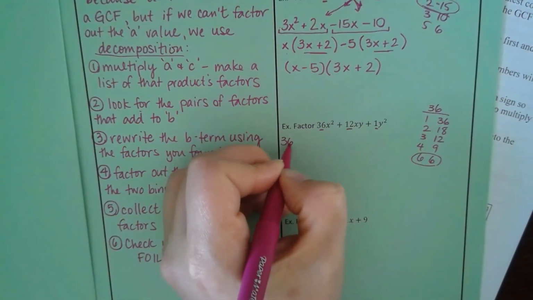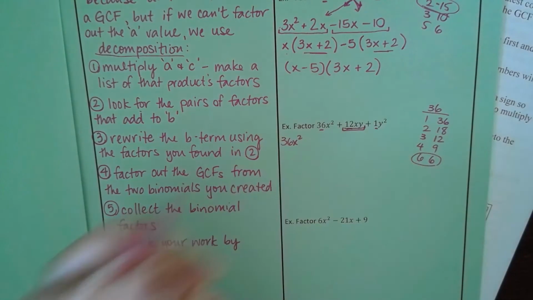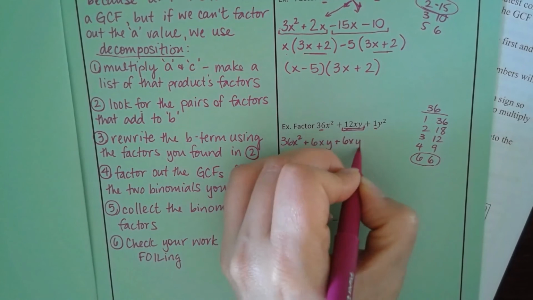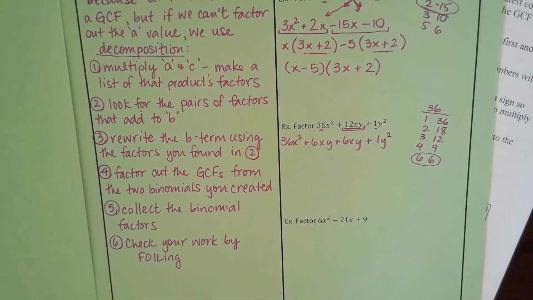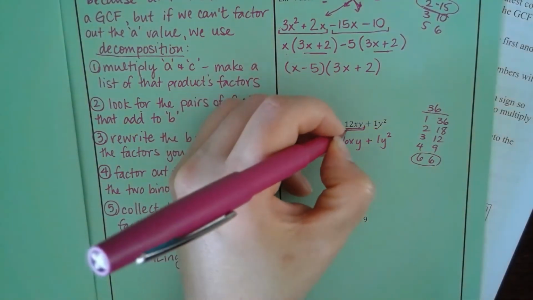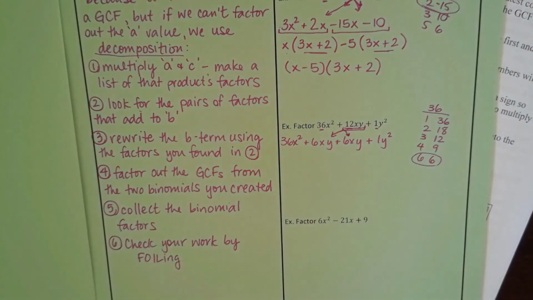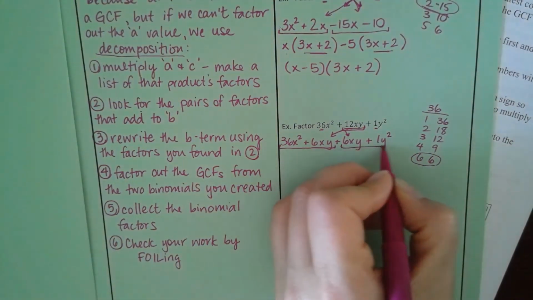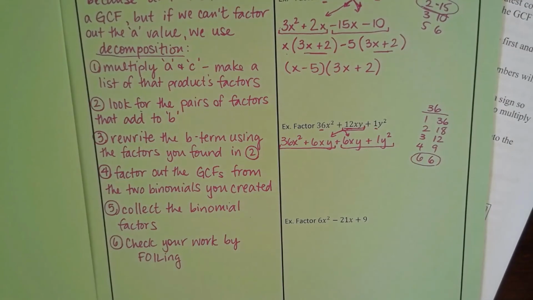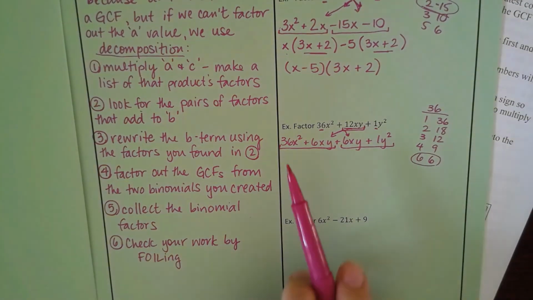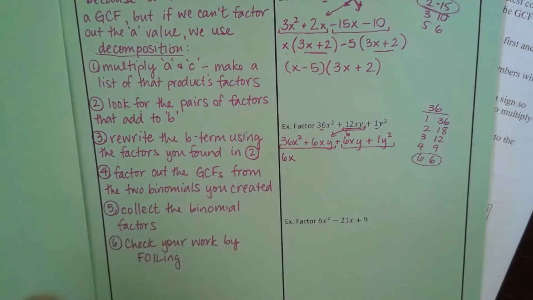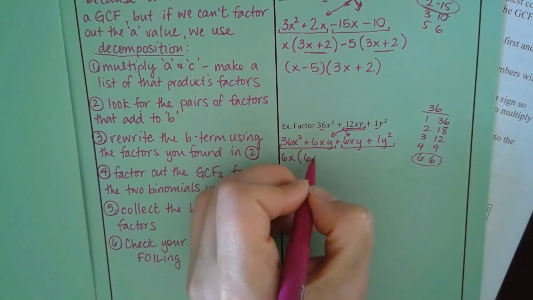So we rewrite, instead of writing 12xy, we write plus 6xy plus 6xy plus 1y squared. Okay, so that's our decomposition step. We broke this 12 up into two different pieces. So that means we have a binomial there and a binomial there. And we're going to factor the greatest common factor from both of them. All right, the greatest common factor of 36x squared and 6xy is 6x, which means we're left with 6x plus y.